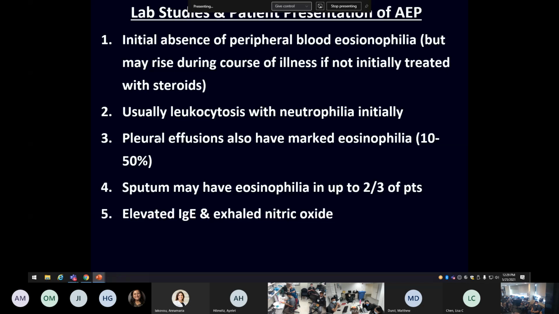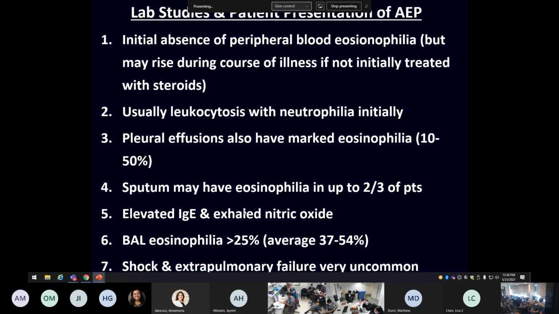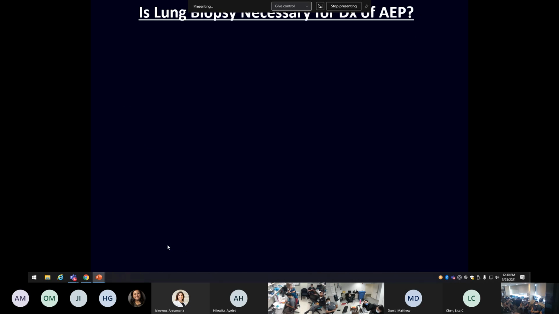If you check other labs, of course the IgE is going to be elevated because they develop the eosinophilia, which will result in elevated IgE. And then we talked about the BAL eosinophilia. A lot of this is repetition, but the more we repeat it, the more it will stick. Very uncommonly, patients present with shock, and they don't have any extrapulmonary involvement. It's single organ failure. And the last question is, is lung biopsy necessary for diagnosis of acute eosinophilic pneumonia?